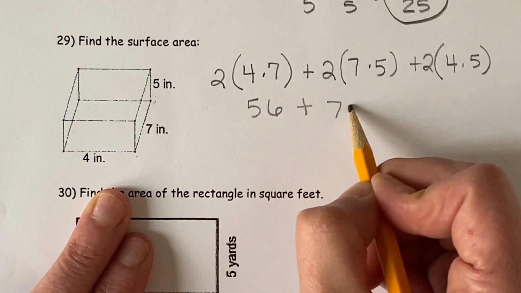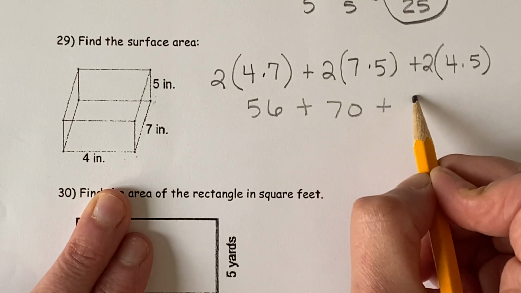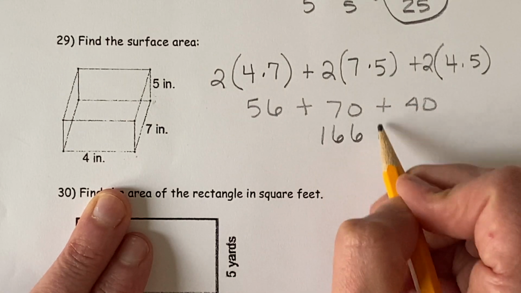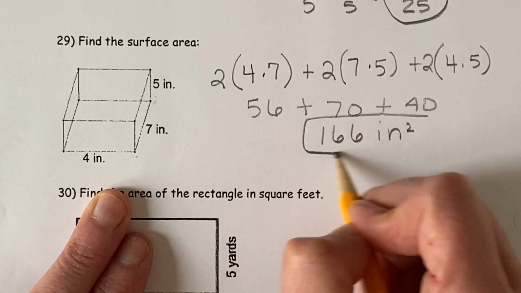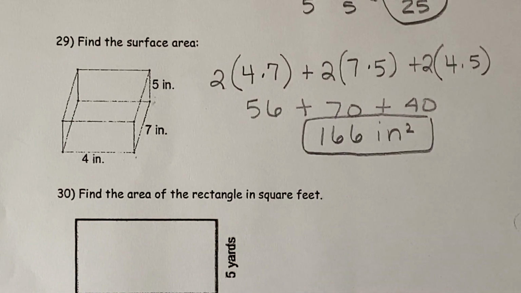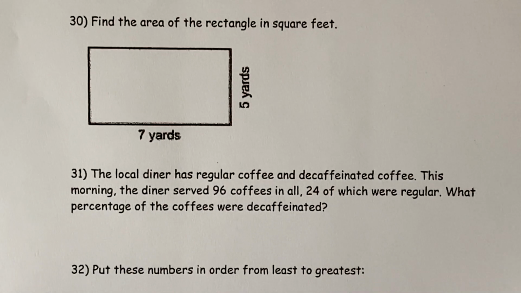This all together is 70. This all together is 40. Add it all together, and I need this many square inches of wrapping paper. So that was a review out of the ebook.